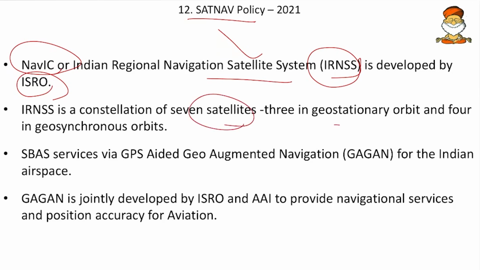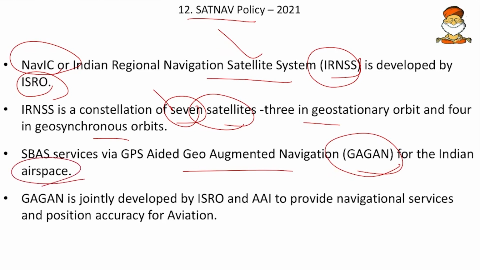And there are 7 satellites, that is 3 in geostationary and 4 in geosynchronous. Friends, now it might be 8, but no issues. UPSC has already asked a question on this and it will not repeat it again. And friends, this NAVIC also helps the aviation sector, and the GPS Aided Geo-Augmented Navigation, or the Gagan system, will provide the navigation services for the airspace. And this Gagan is jointly developed by ISRO and the Airport Authority of India. So here remember the IRNSS and the Gagan and the organizations which have developed them.